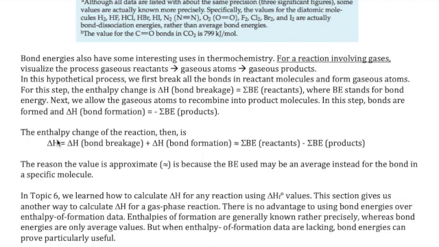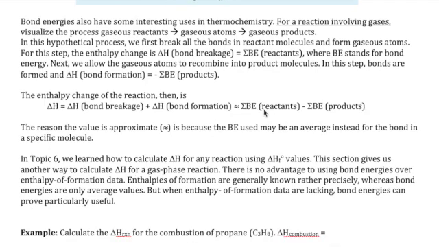So your equation becomes delta H of the reaction is just equal to the sum of the bond energy of your reactants minus the sum of the bond energy of the product. Keep in mind, this equation is a little different than the one when we use the enthalpy of formation. In enthalpy of formation, we take the enthalpy of formation of products minus the enthalpy of formation of reactants.